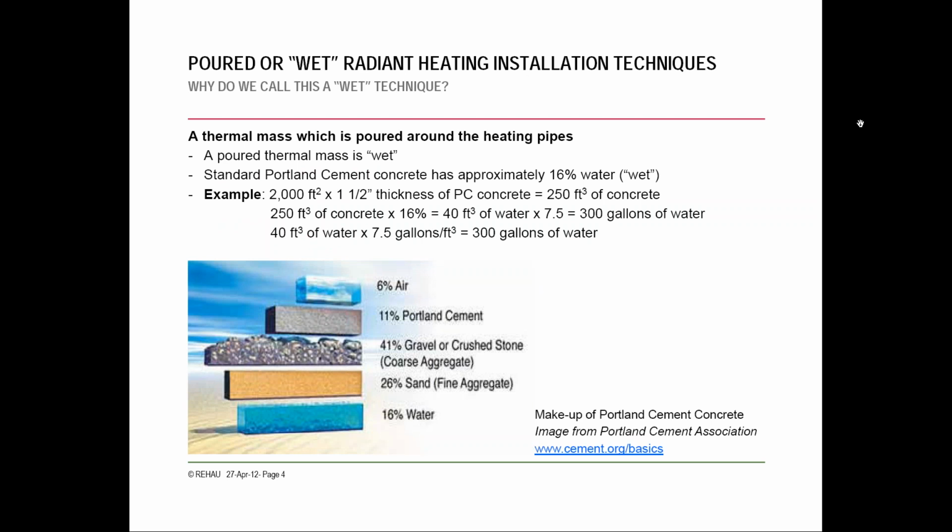When we're looking at a poured or wet installation, we're talking about the thermal mass that you're putting the tube into. There's different types of cement and concrete, and depending if you're doing a slab on grade, a suspended slab, or an overpour, you may be using a different type of concrete, but these will pretty much apply across all of those.